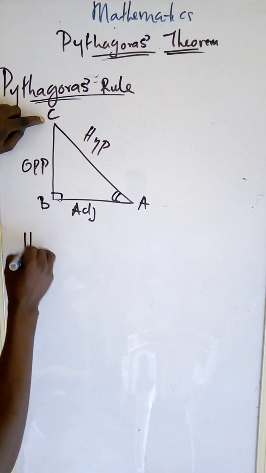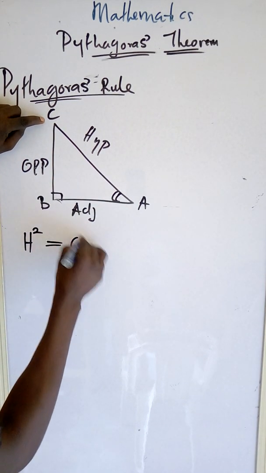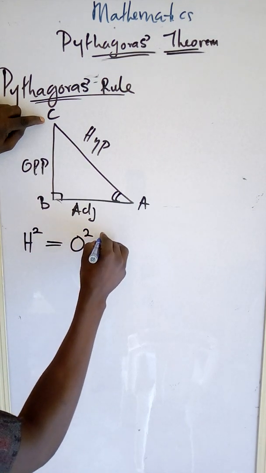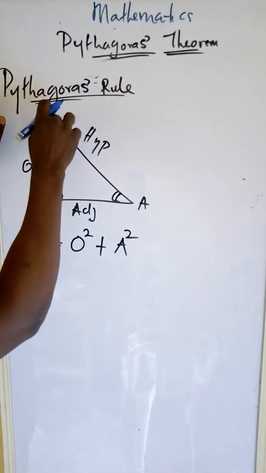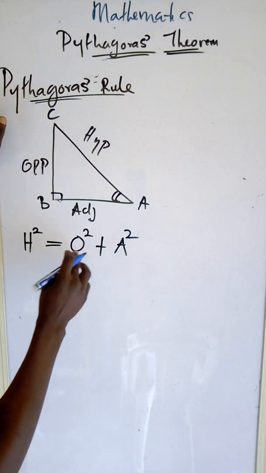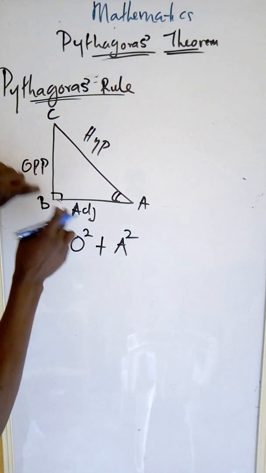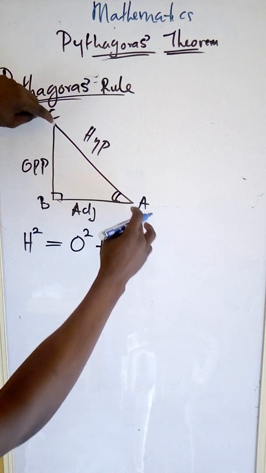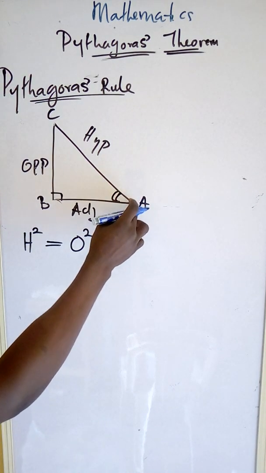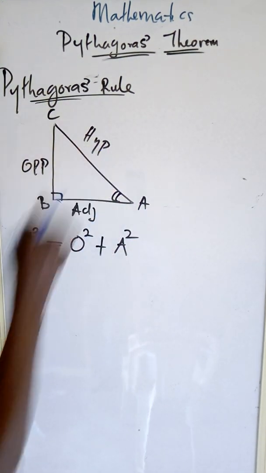So we say that hypotenuse squared, which is the same thing as our AC squared, equals opposite squared plus adjacent squared. Students, is that clear? Hypotenuse squared equals opposite squared plus adjacent squared. So we add these two sides together to get our hypotenuse because it's the largest side. If you look at this triangle, the largest line here is this one, and addition of these two sides will give us the hypotenuse.